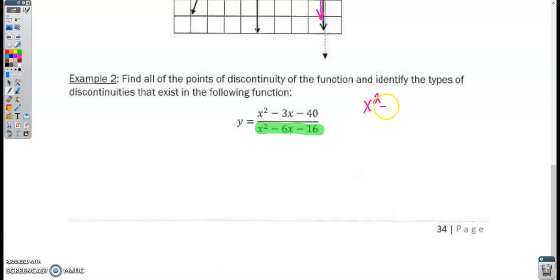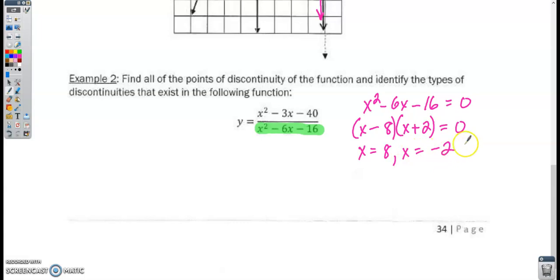And in reality, that doesn't tell us where asymptotes are. That tells us where discontinuities are. Sometimes those discontinuities are asymptotes. But I'm going to set that denominator equal to 0 and solve for x. And these are the locations of our discontinuities for this rational function. Now we still need to identify the types of discontinuities that exist.